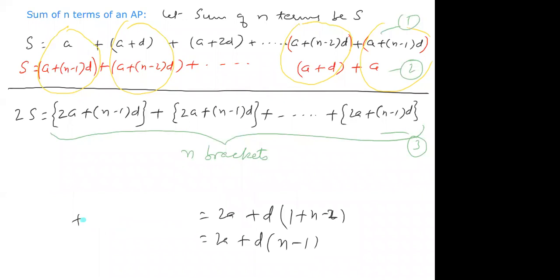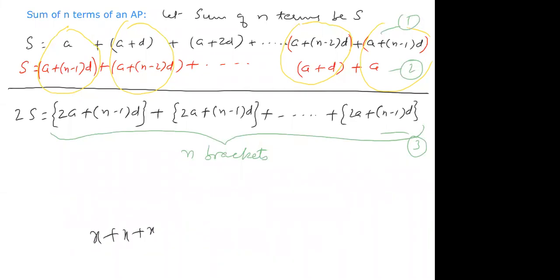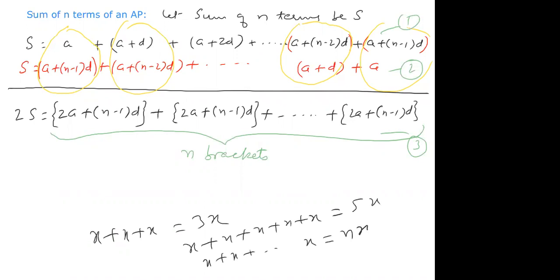Similarly in the third bracket, similarly in the last bracket. Now one very important concept is that if I ask you x plus x 3 times, this is how much? 3x. If I ask you x plus x plus x plus x plus x 5 times, 5x. If I ask you x plus x plus x plus x n times, nx. Understood? Yes sir. x plus x 3 times is 3x, 5 times is 5x, 10 times is 10x, n times is nx.